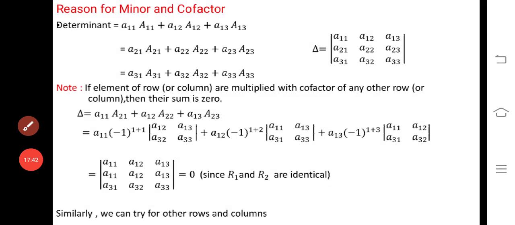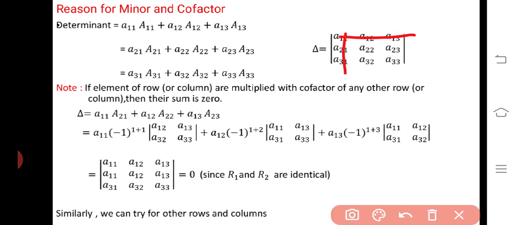See, A11 into minus 1 to the power 1 plus 1, what will we get? If you delete this row and this column, what will we get? A22 into A13, A32 into A33. If you simplify this, we get two rows that are identical. Means what will we get here? 0. Since R1 and R2 are identical, we can try this for other rows or columns also. If you take a column or row, we will get 0 again. You can only understand this with an example.